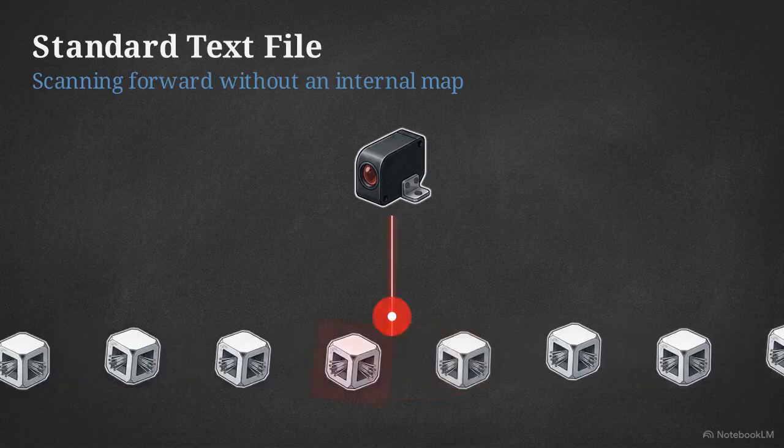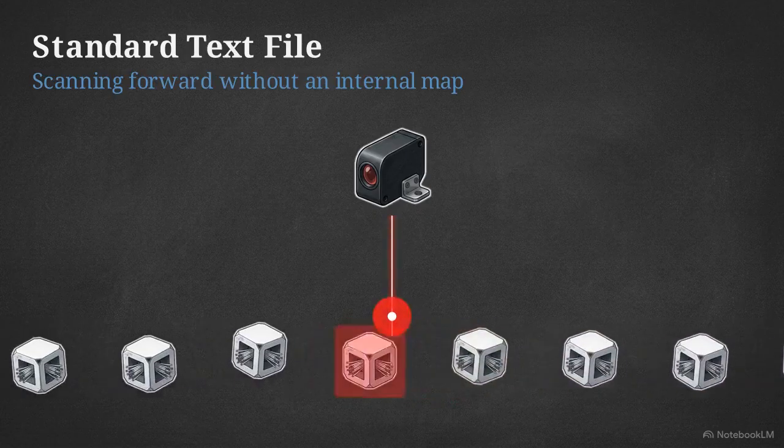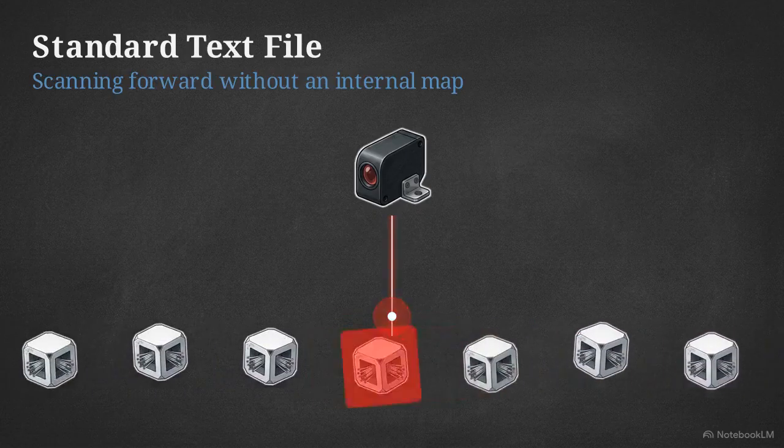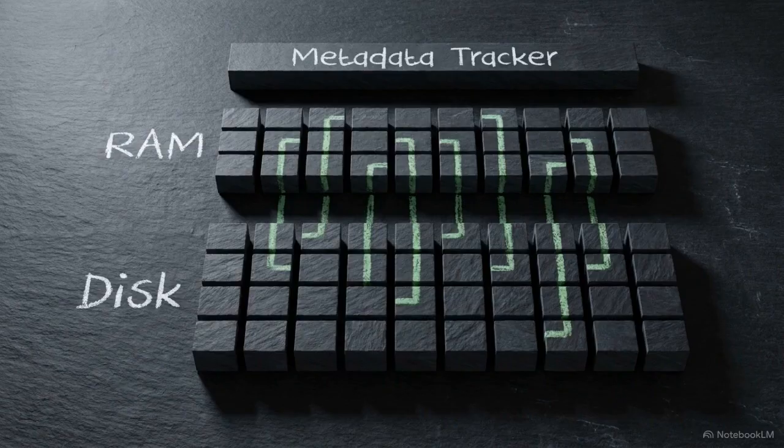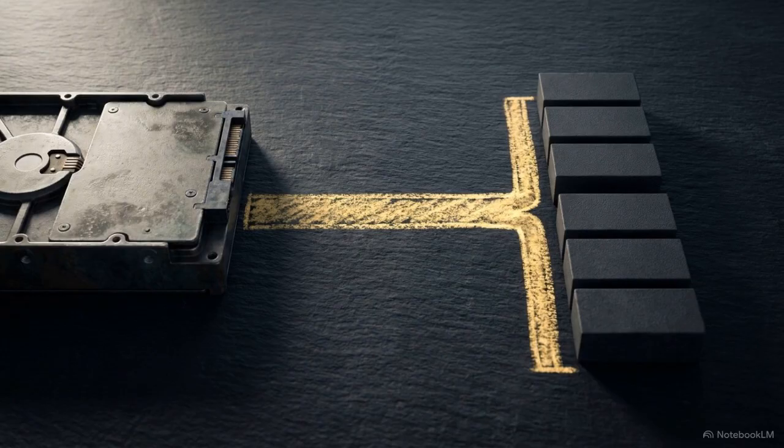A standard text file forces the application to ingest a continuous stream of bytes, scanning forward without an internal map. By organizing storage into managed pages, the database acts as its own internal operating system. It tracks which pages are on disk and which are in RAM, creating the physical foundation for high-speed execution.